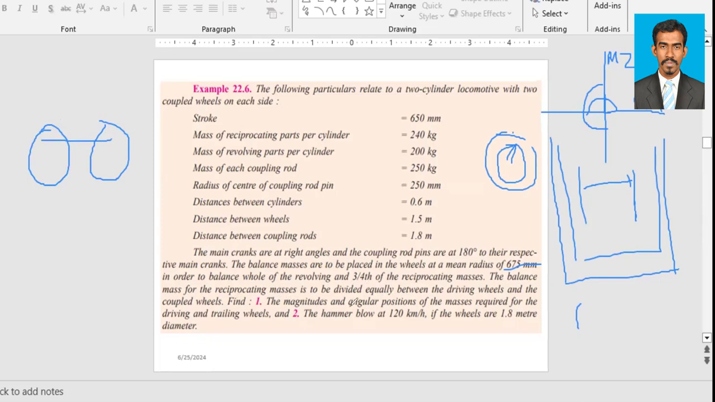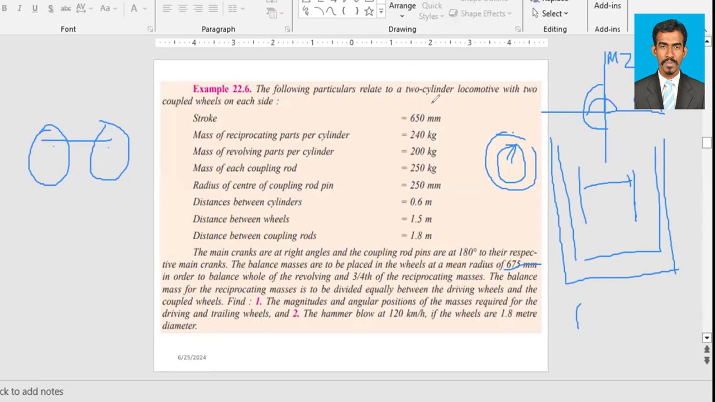First question: find the magnitude and angular positions of the mass required for the driving and trailing wheels. As usual, we have to find the balancing mass which is required for both driving and coupled wheels, and the hammer blow at 120 kilometer per hour. So the speed is given as 120 kilometer per hour, and we have to find the hammer blow, if the wheels are 1.8 meter diameter. So the wheel diameter is also given. Now we'll see how to solve this.